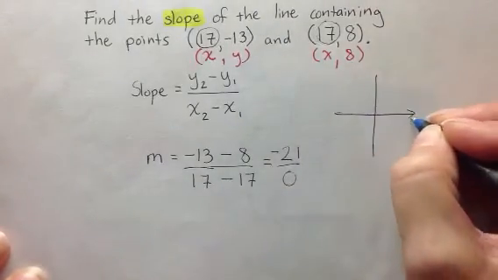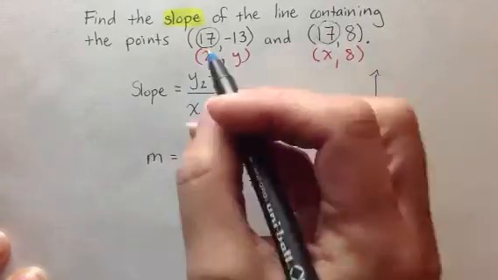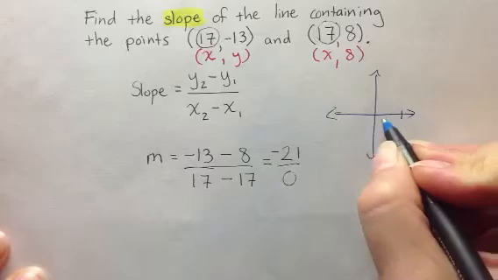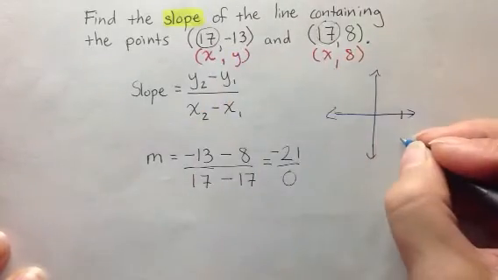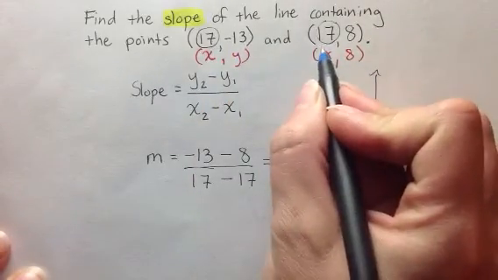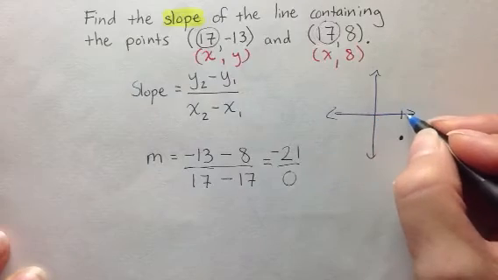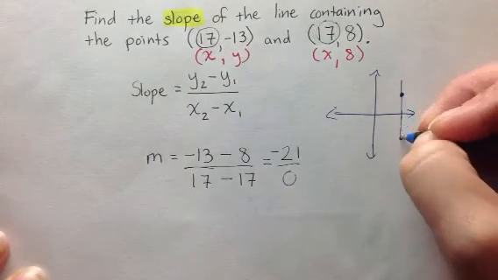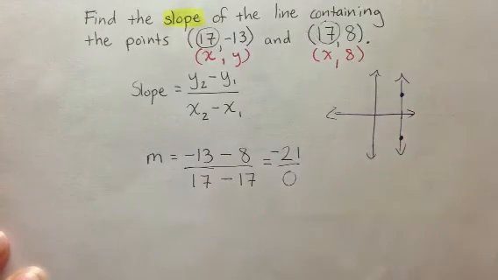Just imagine what this would look like if you graphed it. You've got 17, so wherever 17 is over here, and then -13, so that's down here. And then again, you're going to 17 in the x direction, and this time up 8. So since the x didn't change, there was no run. There was no change in the x direction.